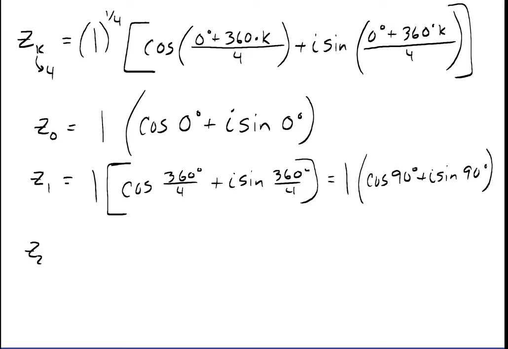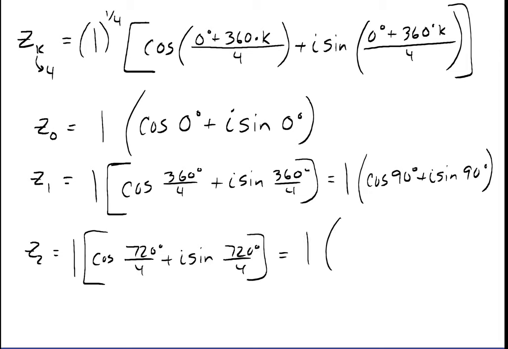The third one would be using the k value equals 2. That makes 360 times 2, which is just 720 divided by 4, and we get ourselves a final answer, 1 times cosine of 180 plus i sine of 180. Again, if I'm going too fast, you have total right to pause the video. Try it yourself, then unpause me.